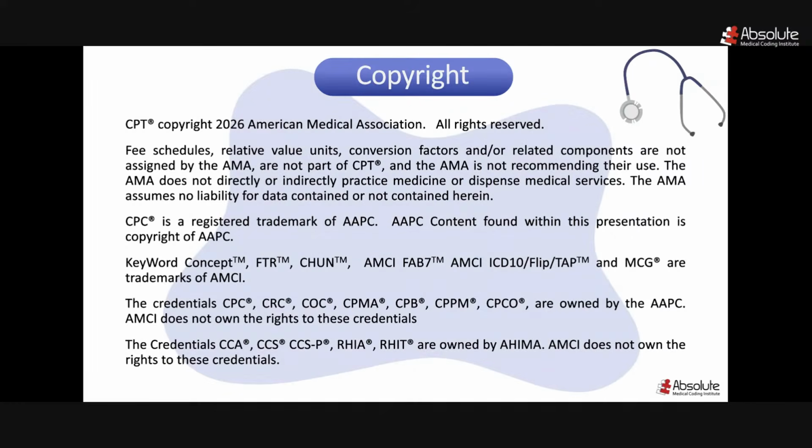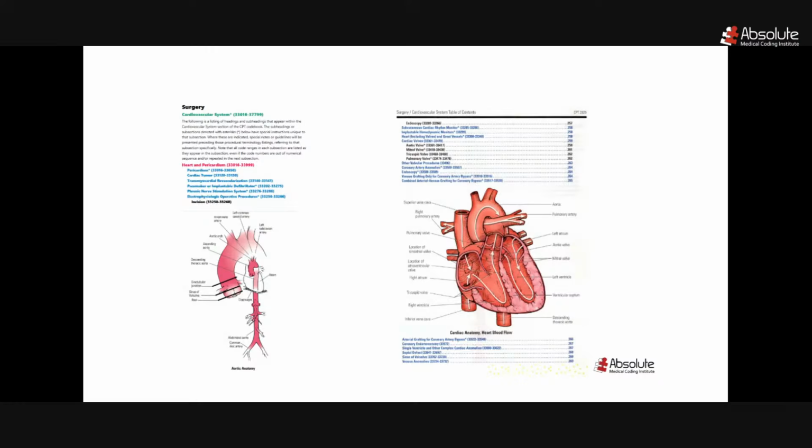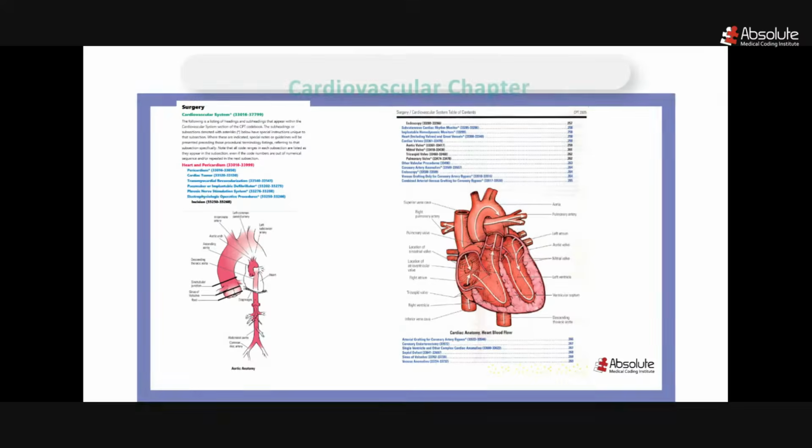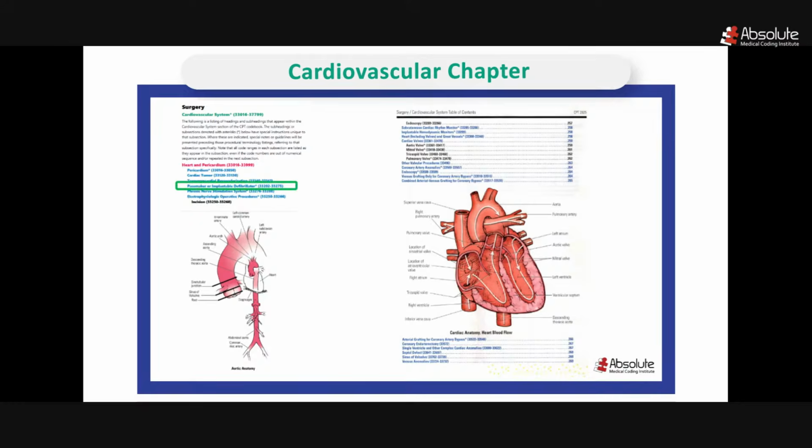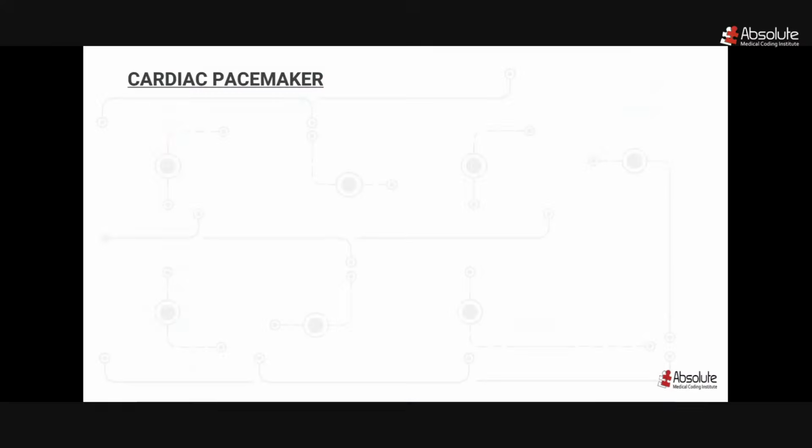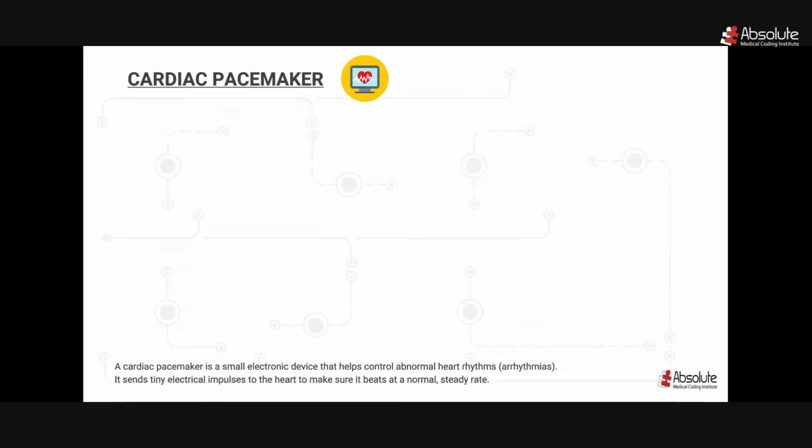Okay, so before we begin, let's talk about where to find the pacemaker and defibrillator codes in your CPT manual. You will find these under the surgery section, specifically under the cardiovascular system, all right? And the pacemaker and defibrillator code range is 33202 to 33275.